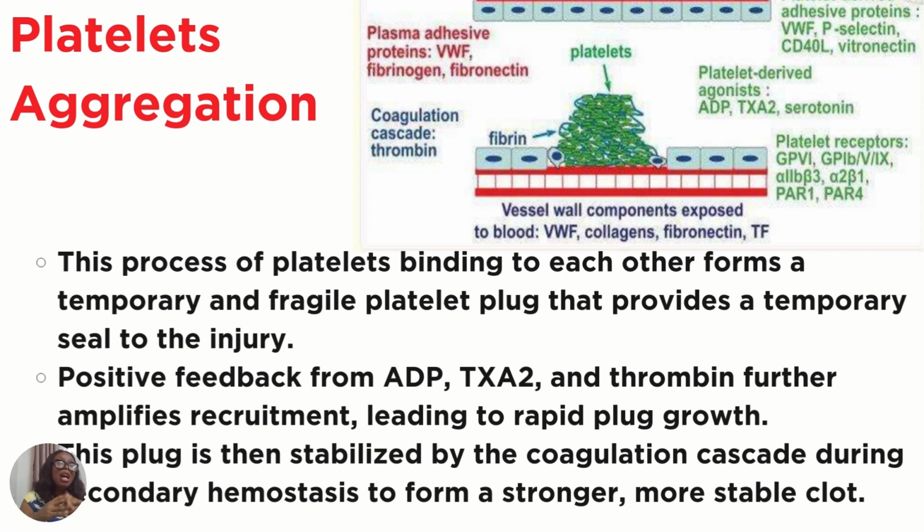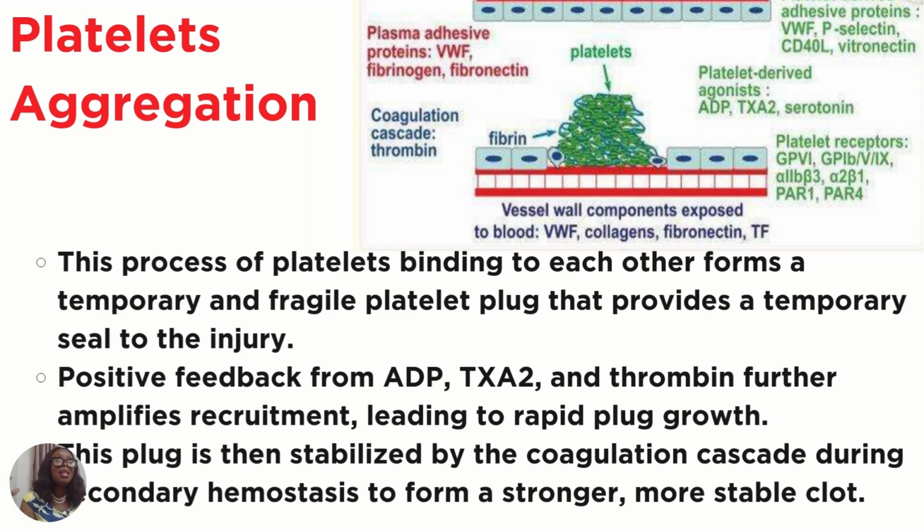And then, once the platelet is activated, they also release their content, the content of their granules, which are adenosine diphosphate, thromboxane A2, serotonin, even calcium. These molecules are vasoconstrictors, and they also help to promote or enhance platelet aggregation by recruiting more platelets, attracting more platelets to the site of injury.